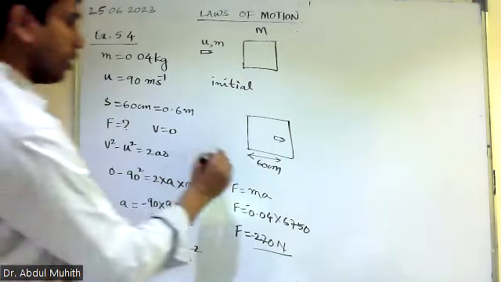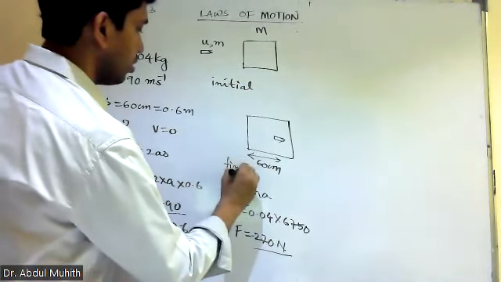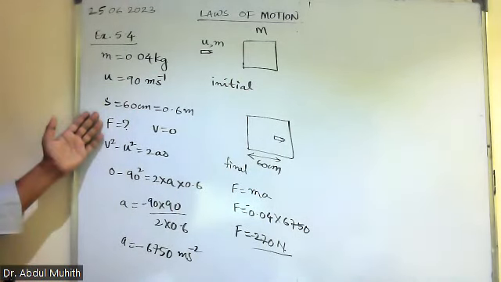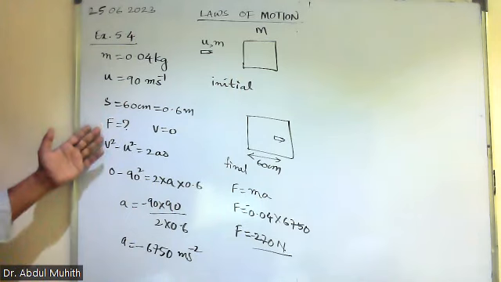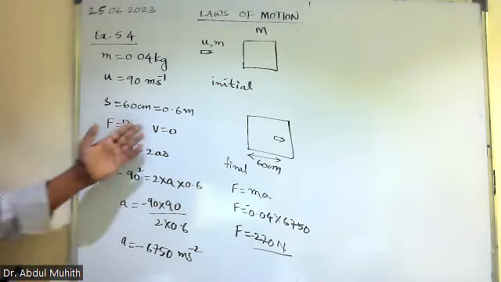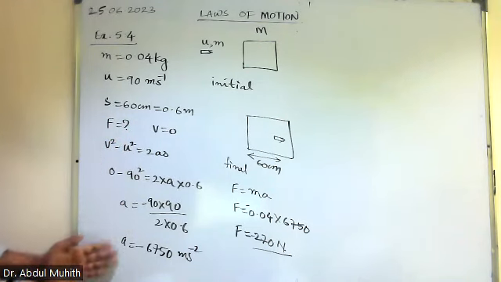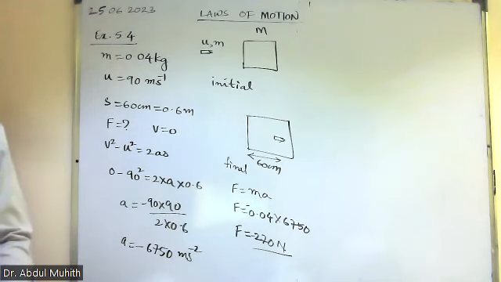Okay, so now what happens? This bullet enters with the initial velocity. Initial velocity of the bullet is 90. Displacement is 0.6 meters, and you have to find out the force. What is the resistive force? Final velocity is 0. Use the formula v square minus u square equal to 2as. Find out acceleration. Once you find out acceleration, substitute in the formula F is equal to ma.